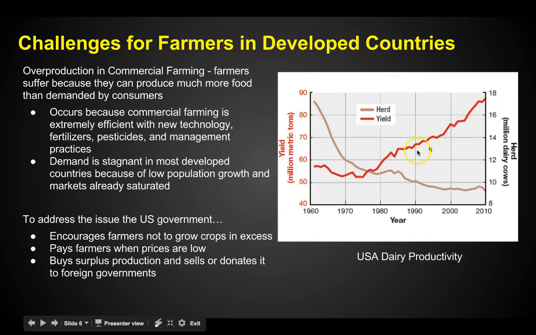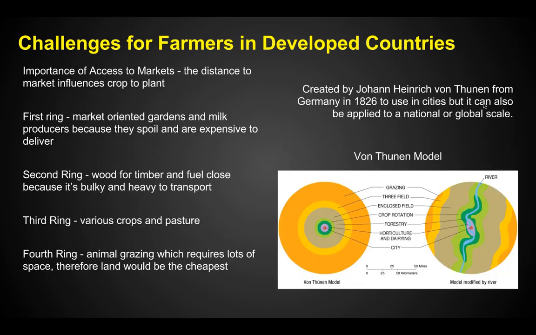And as far as the herds, they went way down. So you can have fewer cows producing more and more milk. So think about that. I don't know if that's a good thing because you're drinking milk that's highly modified. But that's just me as a person, not as a teacher, okay? So don't get crazy on me.